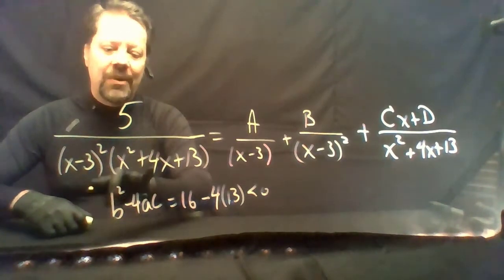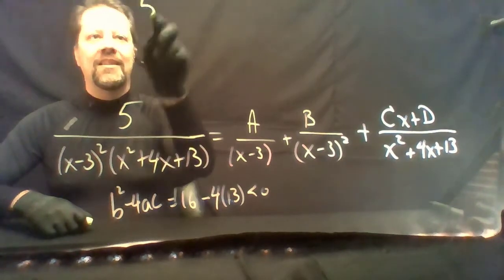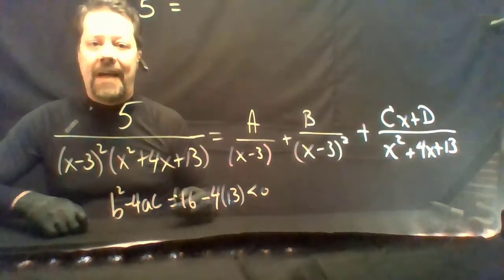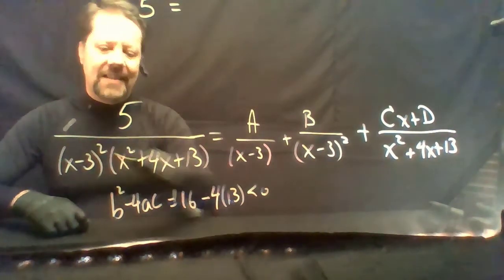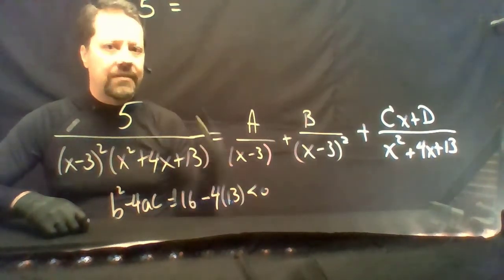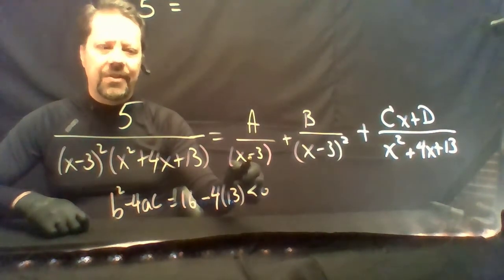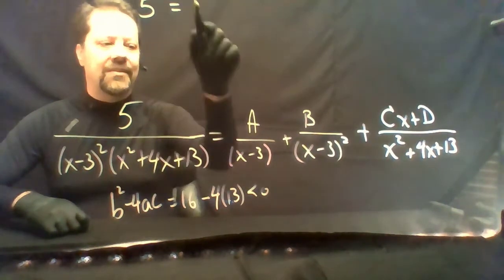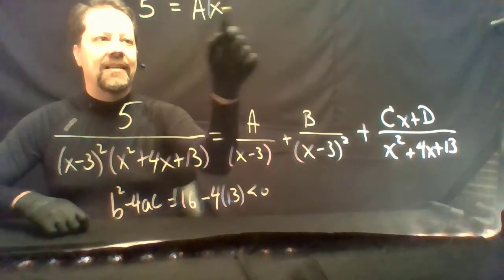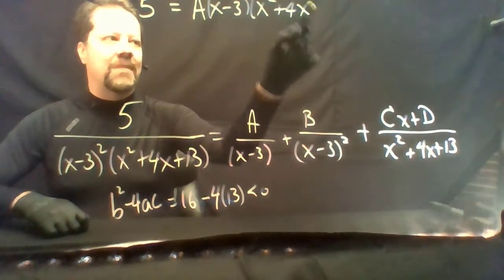We need to multiply both sides by the denominator of the left-hand side. On the left-hand side, we will get 5. On the right-hand side, we have to distribute this denominator to each and every single term. Make sure you get the parentheses right, too. On the first term, an x minus 3 will cancel, leaving us with a times x minus 3 times x squared plus 4x plus 13.